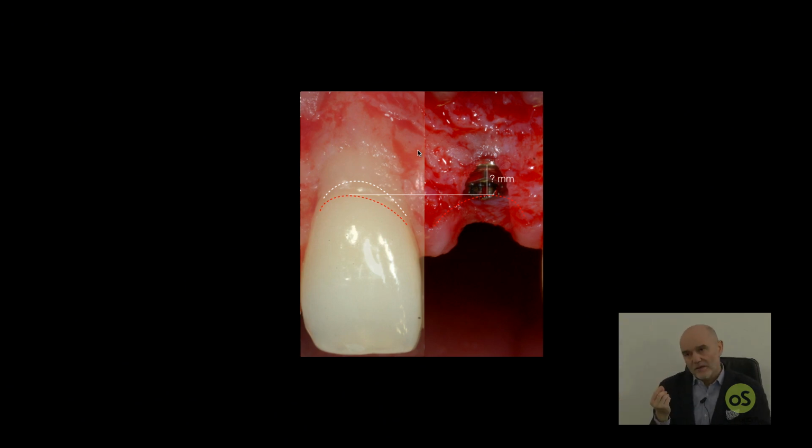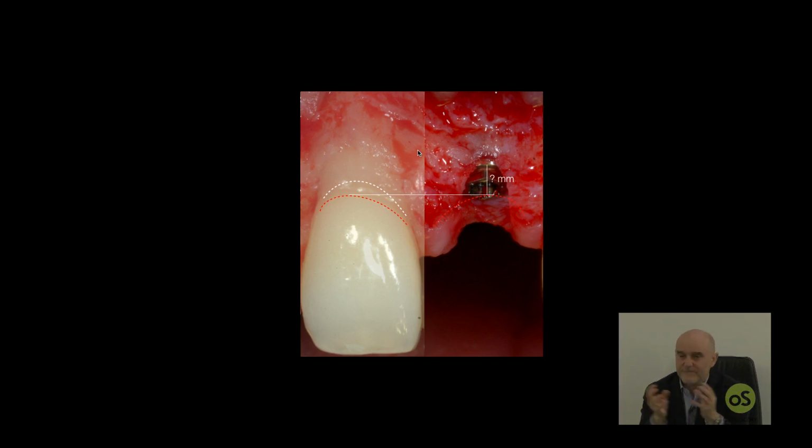But it's also true that if we go too much palatal, the risk is to create an emergence profile of the suprabony component of the implant-supported crown that is so horizontal, in order to displace the crown at the same level of the adjacent tooth, that it is not possible for the patient to clean it and therefore to maintain the integrity of the soft tissue margin. Because this horizontal profile, as you will see in some clinical cases, when you place the implant too much palatally, is not easy. It's like a horizontal pocket that the patient is not able to clean.